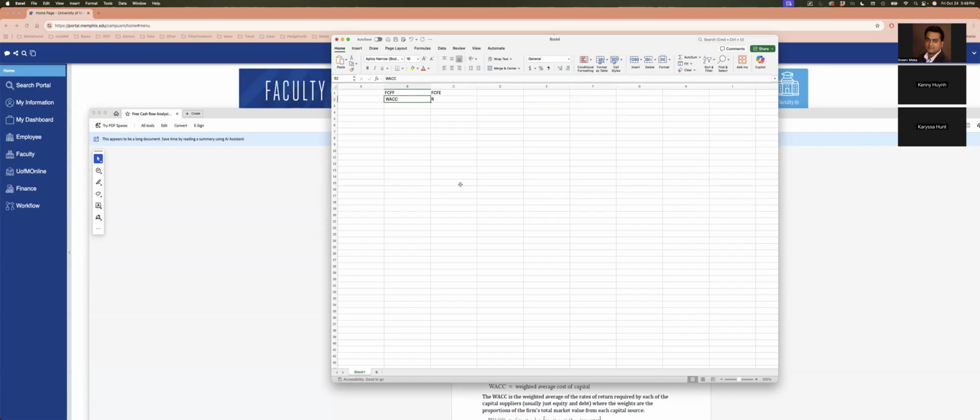So anytime you're doing the free cash flow for the firm, you need to use the WACC. Have you guys worked on the weighted average cost of capital? It's been a minute. I haven't ever. You have not? Yes or no? Have not, no.